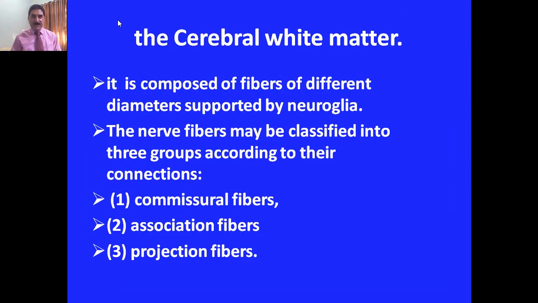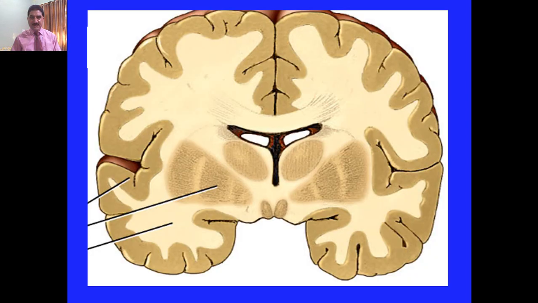Cerebral white matter. The cerebral white matter is composed of fibers of different diameters supported by neuroglia. The nerve fibers may be classified into 3 groups according to their connections. We have commissure fibers, association fibers, and projection fibers.